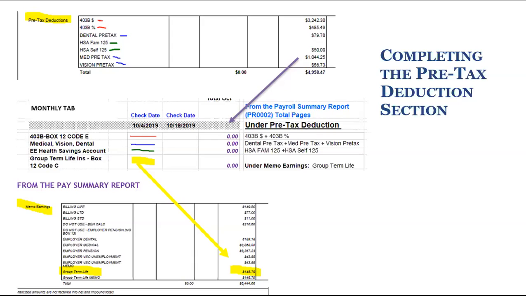Add together the dental pre-tax, medical pre-tax, and vision pre-tax amounts and enter the total on the spreadsheet as coded with the blue line shown here. Enter the employee health savings pre-tax deduction amounts by adding together the HSA Family 125 and the HSA Self 125 codes and enter that total on the spreadsheet coded with the green line as shown here.